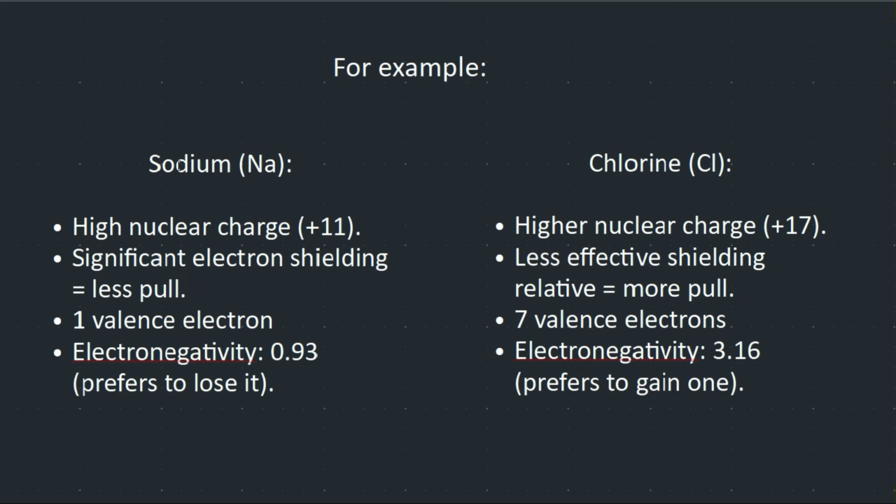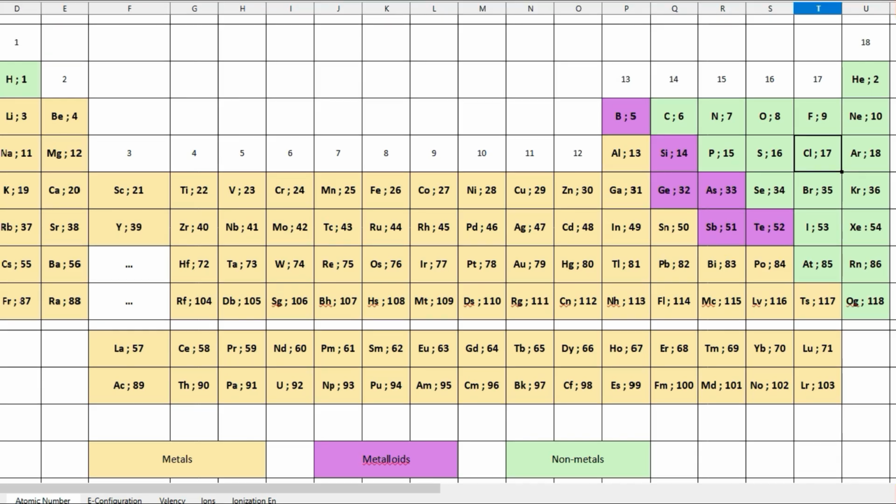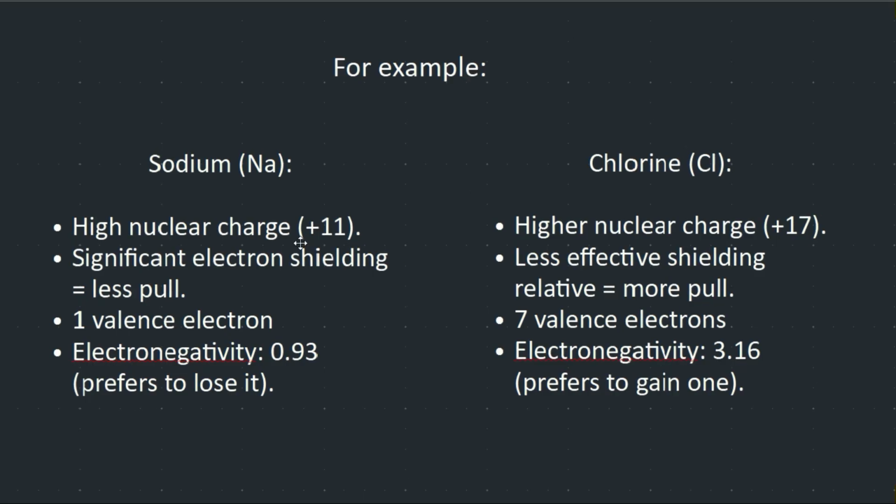Okay, so when you compare sodium and chlorine, sodium is on the extreme left and chlorine is on the extreme right. So we are looking at an electronegativity of sodium of 0.93, while the electronegativity of chlorine is 3.16.